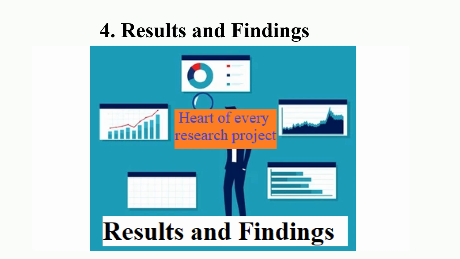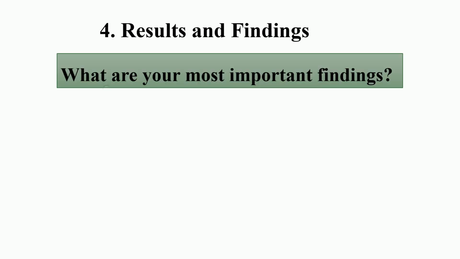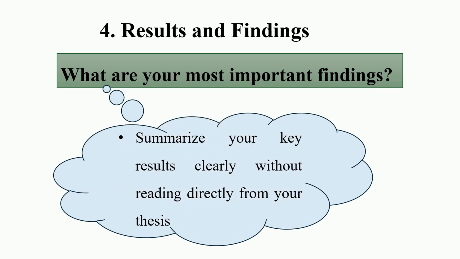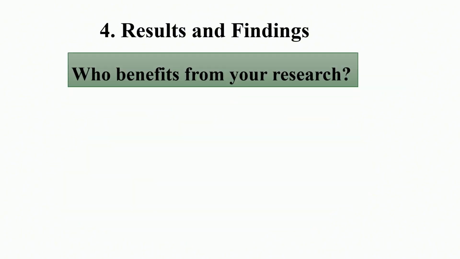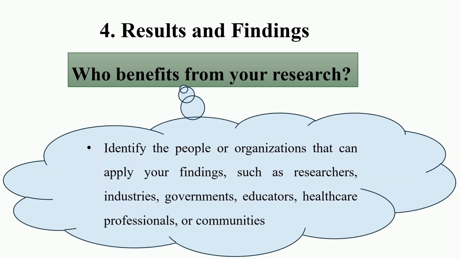4. Results and findings. Now let's move to the heart of your research project, your results and findings. Here the first question is, what are your most important findings? Summarize your key results clearly without reading directly from your thesis. Next, who benefits from your research? Identify the people or organizations that can apply your findings, such as researchers, industries, governments, educators, healthcare professionals, or communities.